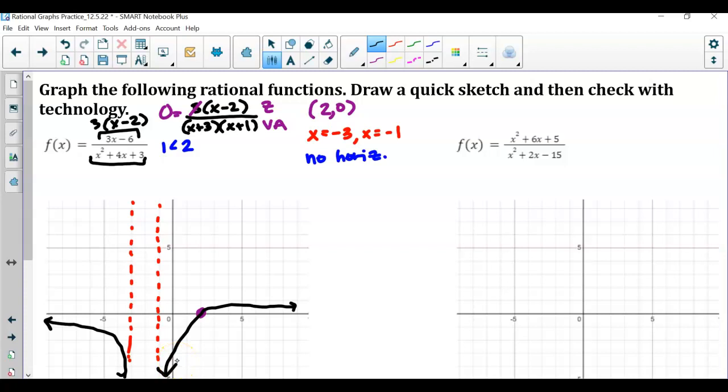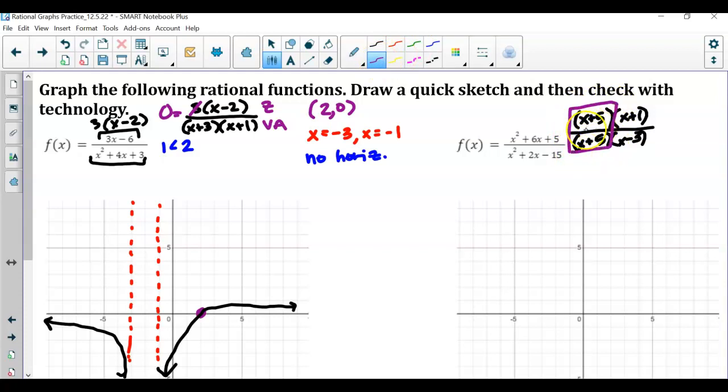Go ahead and pause the video and try the second one on your own. And here we go. So again, you should have factored. What multiplies to get positive 5 and adds to get 6? 5 and 1. Then in the denominator, what multiplies to get negative 15 and adds to get 2? 5 and negative 3. Now, notice we do have a common factor of x plus 5.